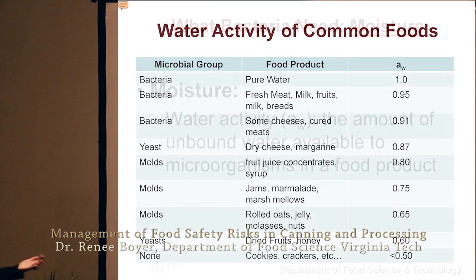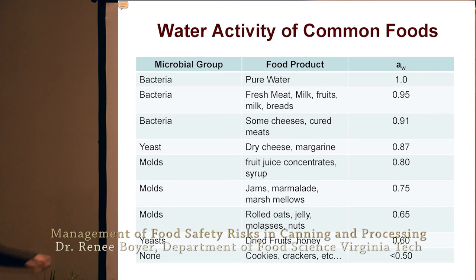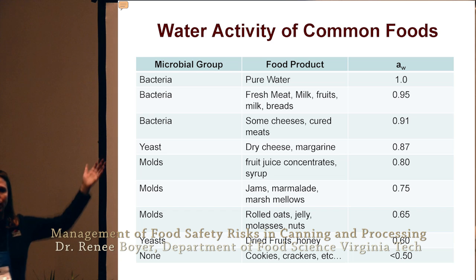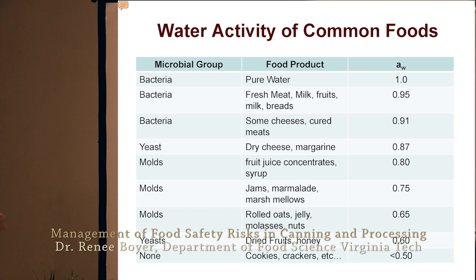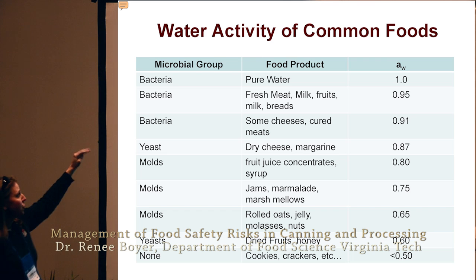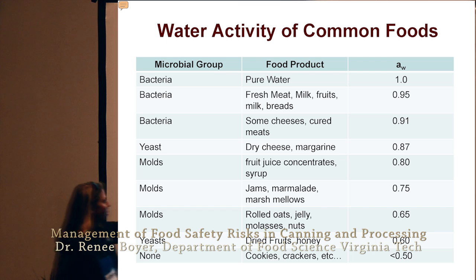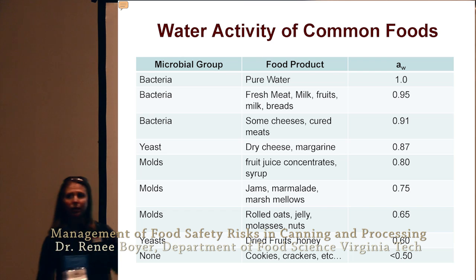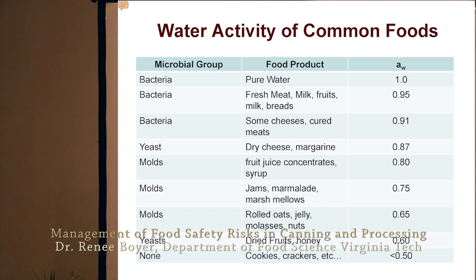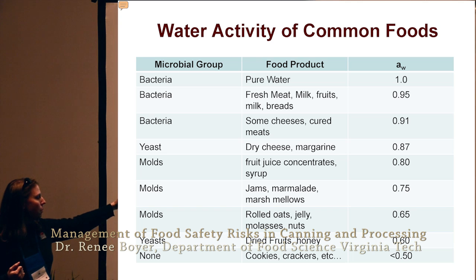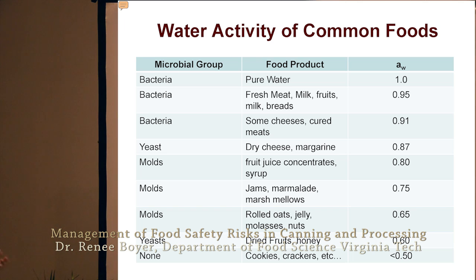So here's a list of the water activities for common foods. Pure water we call a water activity of 1. Fresh meat, milks, fruits, and breads all have a high water activity of 0.95. So you're getting a little bit lower. Some cheeses and cured meats have a water activity of 0.91. As you go down, you've got fruit juices and syrup. Those have a lot of sugar, which reduces the water activity, or the available water, in those products. Then jams, marmalade, rolled oats, molasses, nuts, and now you're getting to foods that have been dehydrated or are dry.